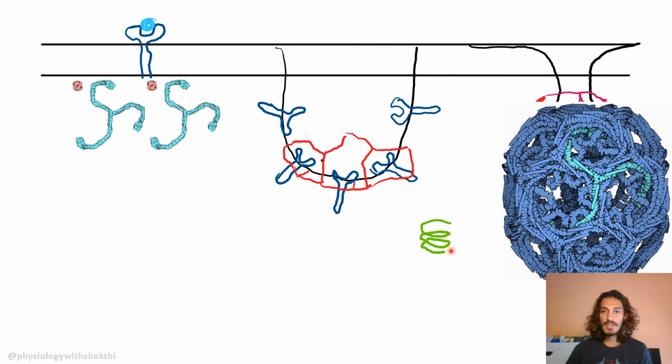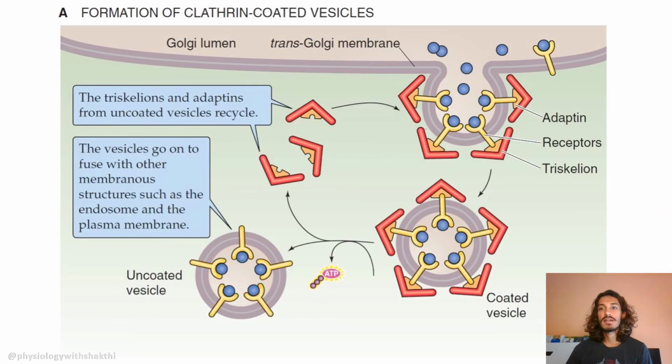Now a structure called dynamin is going to come and attach itself over here and help pinch it out. This whole process does not require ATP at all. After that, once it is inside, to uncoat itself from the clathrin cage, it needs ATP, as you can see. So that is clathrin mediated endocytosis.